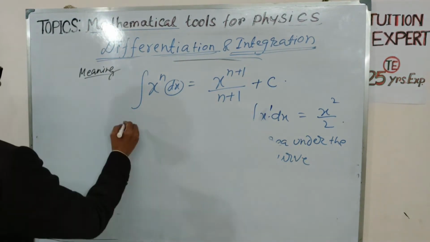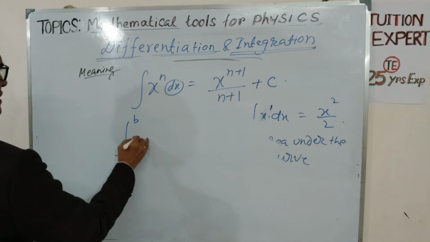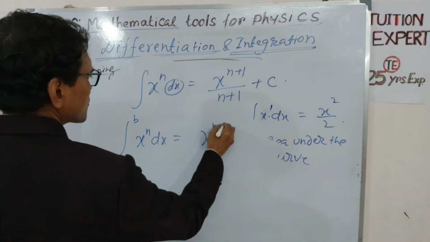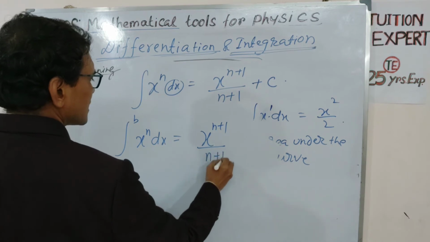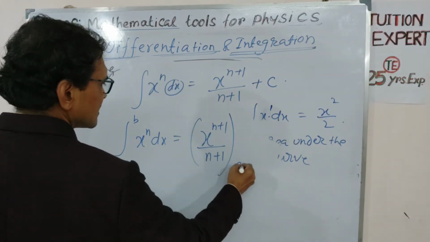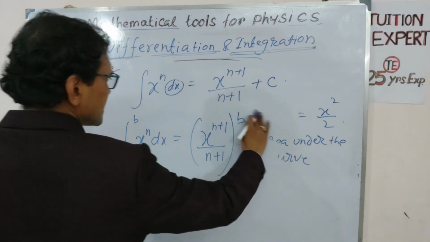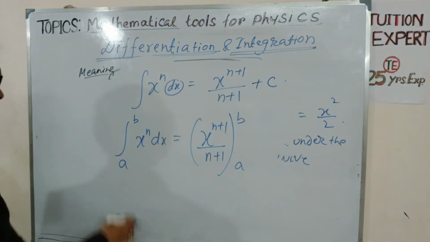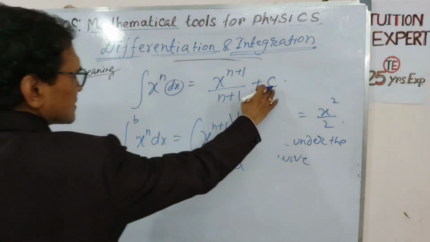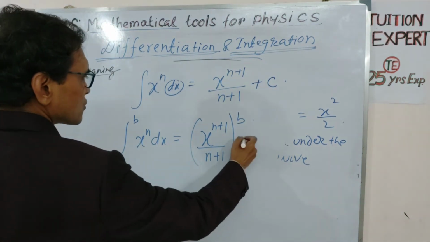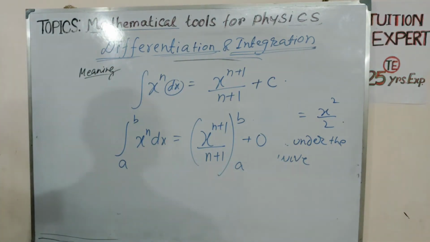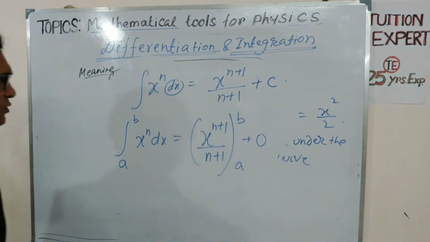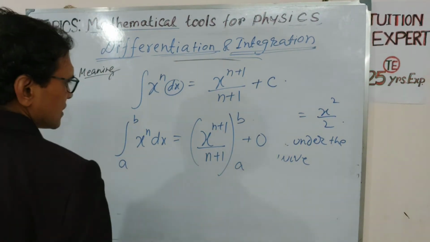Now from a to b, the integral of x to the power n dx means x to the power n plus 1 by n plus 1, whole from a to b. The change of a constant is zero, so when we put the limits, the constant c becomes 0 because the change is 0.